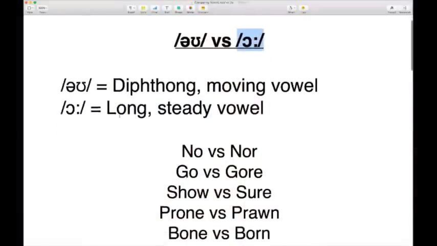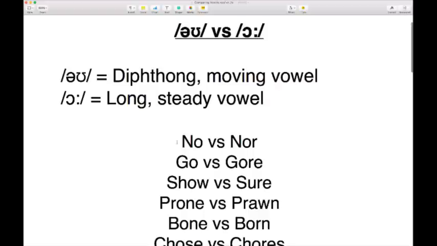Okay? Wonderful. So let's try and put this now into practice. Hopefully you've got those differences down. So let's now try and compare them in words. So we have the word no, which is the diphthong, versus nor. No, nor. Let's have a look at that. No, nor. No, nor.